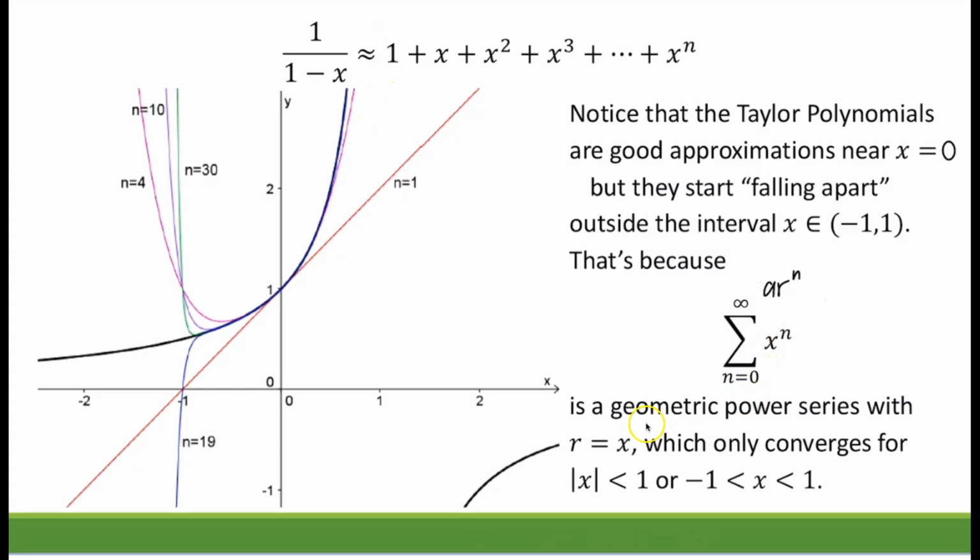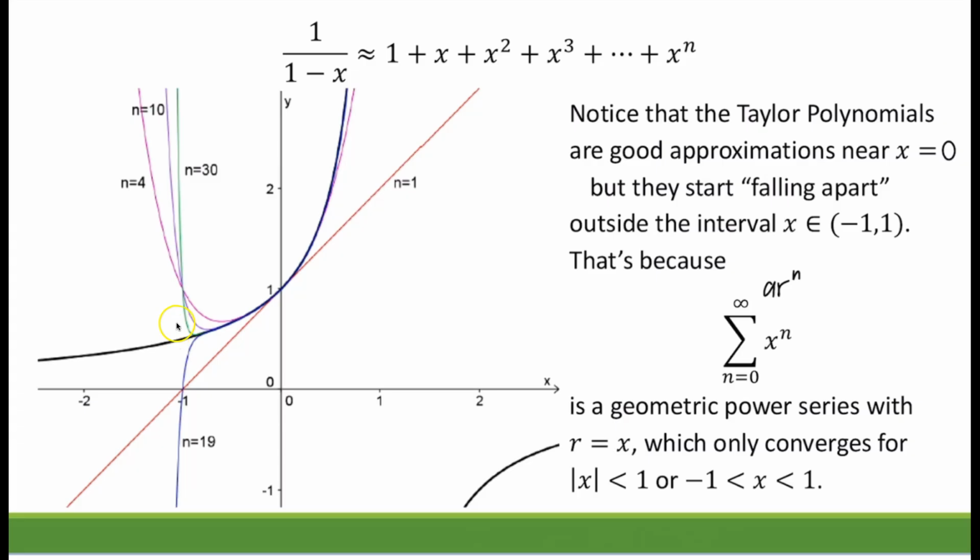So what do we know about a geometric series in general? A geometric series only converges when the absolute value of r, which in this case is x, is less than 1. This absolute value inequality translates to all x values between -1 and 1. So this power series, because it's a function of x, only converges for certain values between -1 and 1.